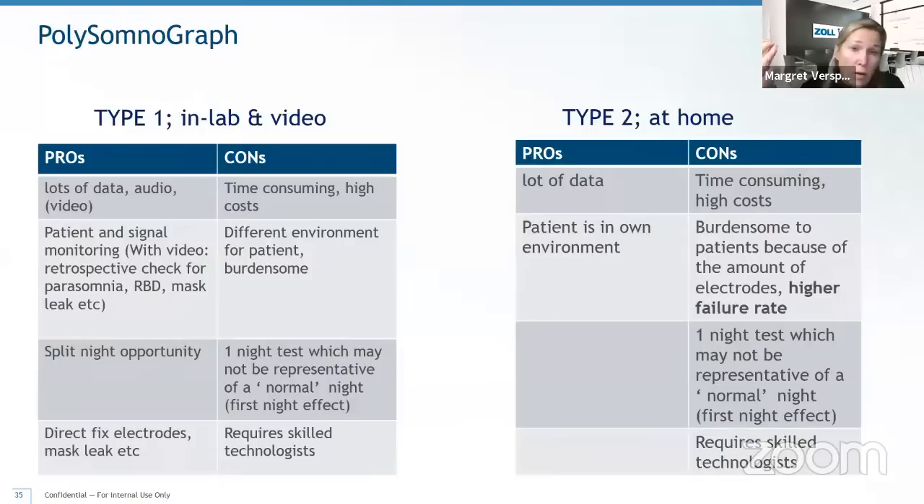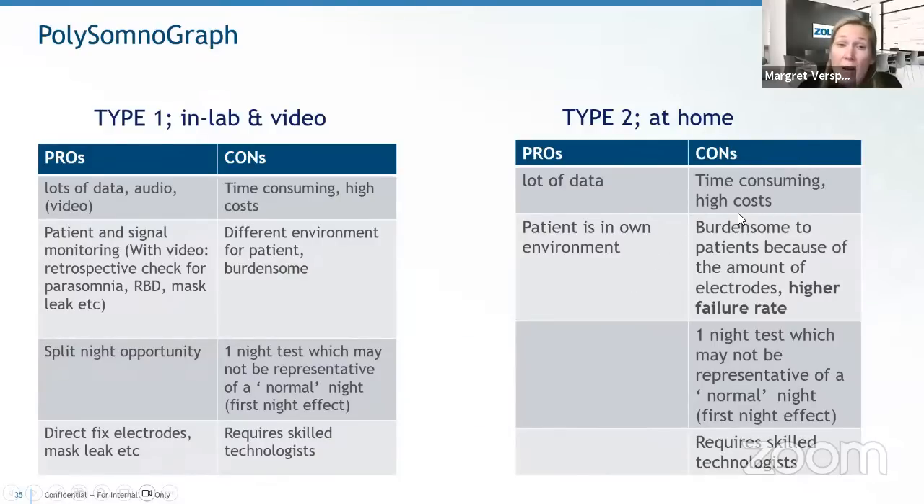Also, a con is that the patient is in a different environment. It's burdensome for the patient. There is a first night test which is maybe not representative of a normal night, so you have a first night effect. And it requires very skilled technologists because it costs a lot of time and a lot of effort and a lot of dedicated technologists.